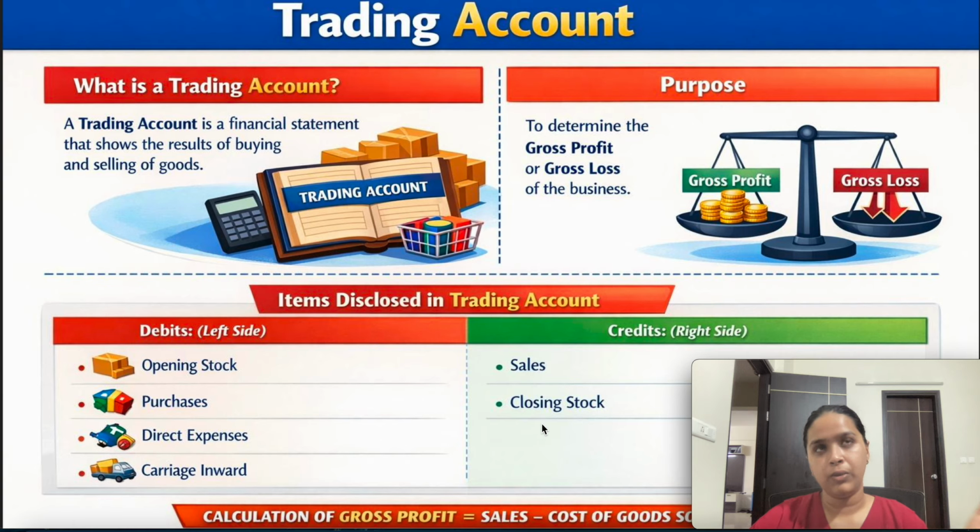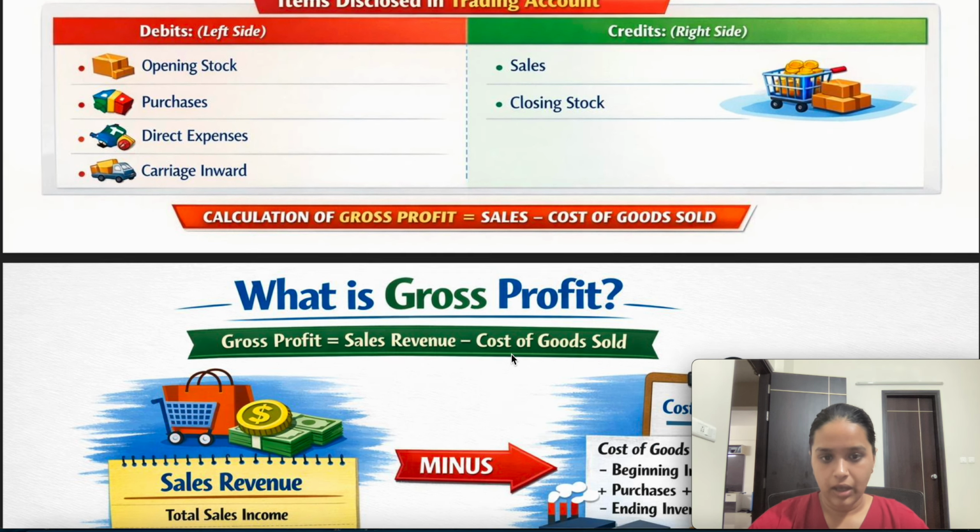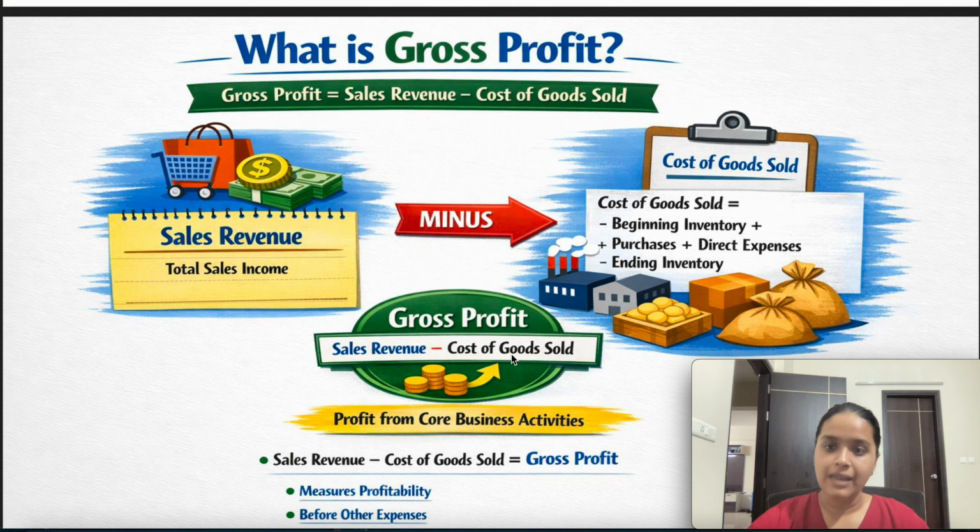Suppose you are a shopkeeper and you sold pens, right? And suppose one pen you are able to sell at 12 rupees, but the purchase price, or your cost of goods sold for one pen, is 10 rupees. It means 2 rupees here is your gross profit. So what is gross profit? It is nothing else but the profit or margin you have earned while selling the goods. So for calculating the gross profit, it is sales revenue minus cost of goods sold.